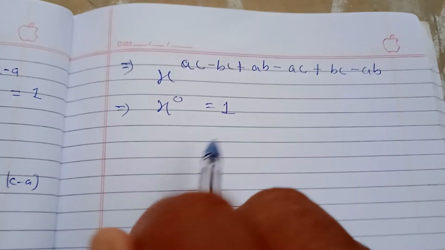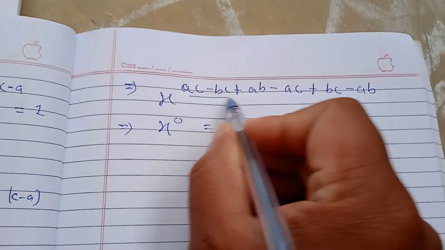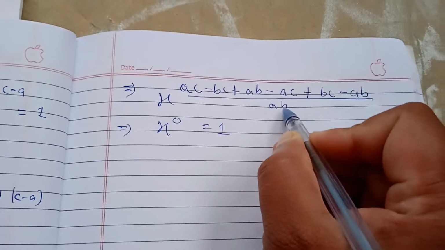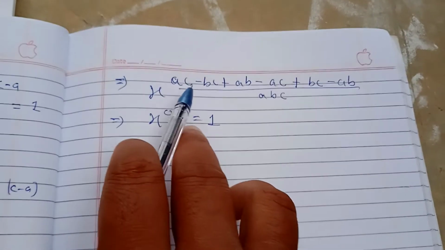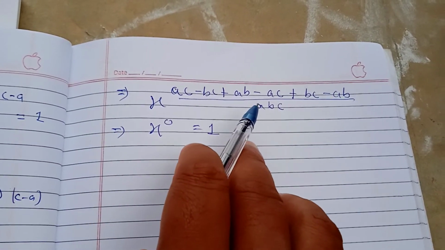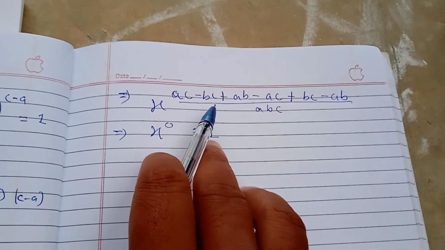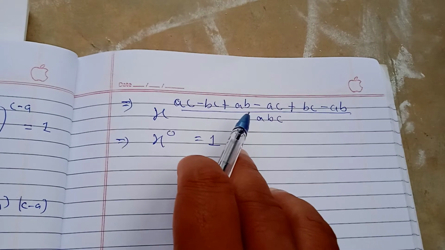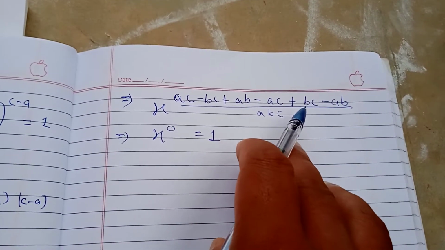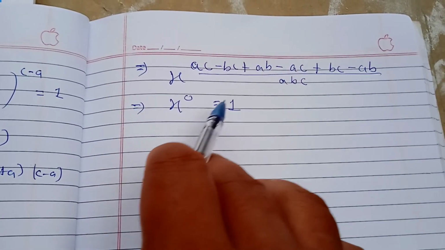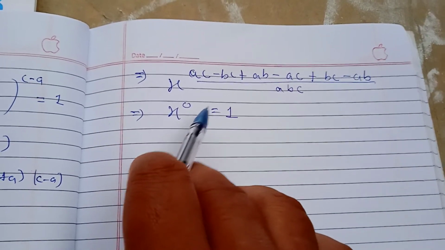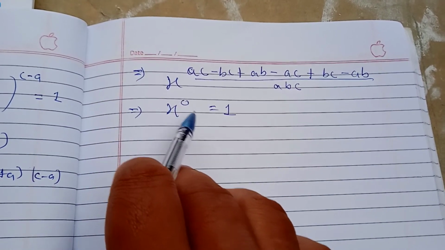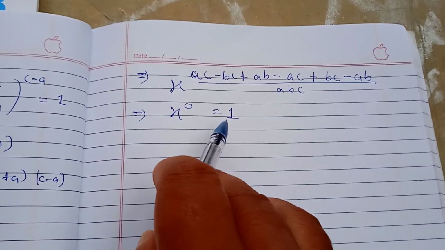Okay. And divided by abc. Then plus ac and minus ac will cancel, plus and minus bc will cancel, and ab also. Okay, so same as, all terms will cancel here. What will remain? x to the power 0 by abc, means x to the power 0 itself. So we are getting 1, and we have proved it.